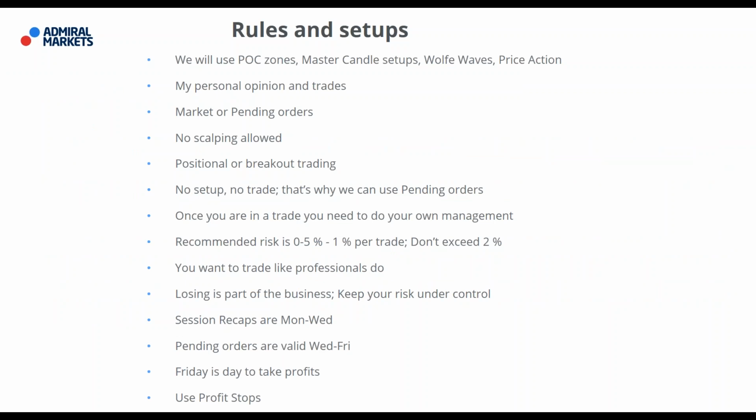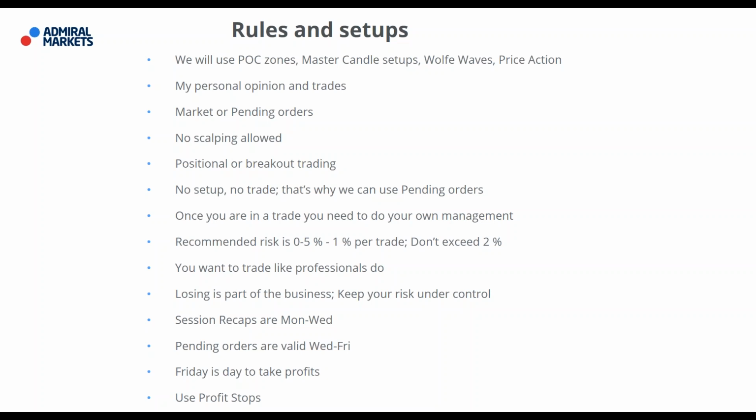Here are the rules and setups for our live trading Wednesdays. We use POC zones, master candle setups, wool waves, and price action. Price action is the king, and that is what we do. Everything you see here is my personal opinion and trade. I respect others' opinions, but I only trade with my setups. I learned over time to only trust myself.